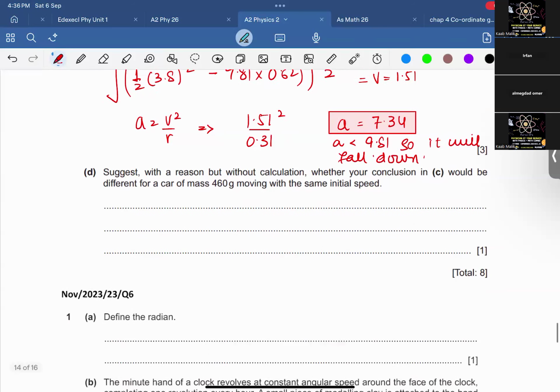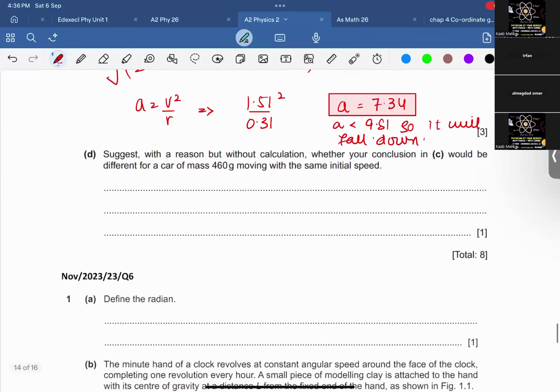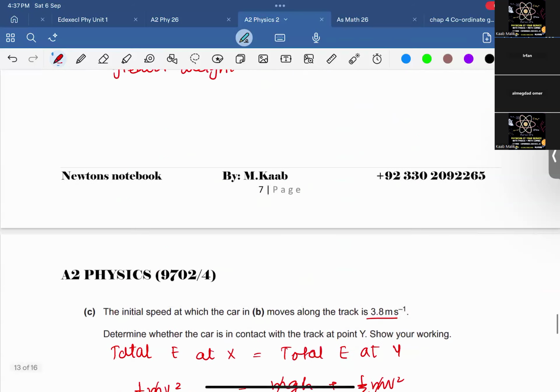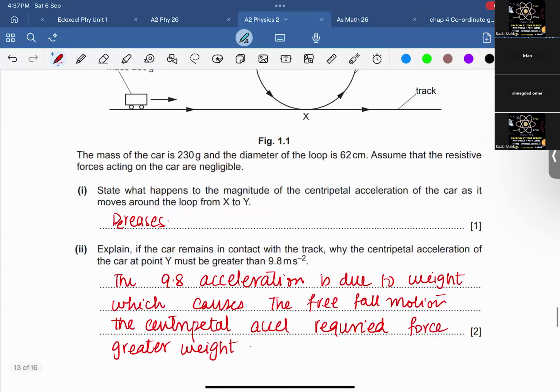Okay, let's move on. Just with the reason but without calculation, state whether your conclusion would be different for a car of mass 460 gram moving at the same initial speed. What is the mass of the car? It's half the value, 230.